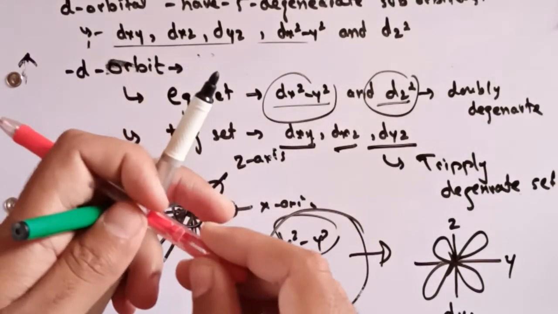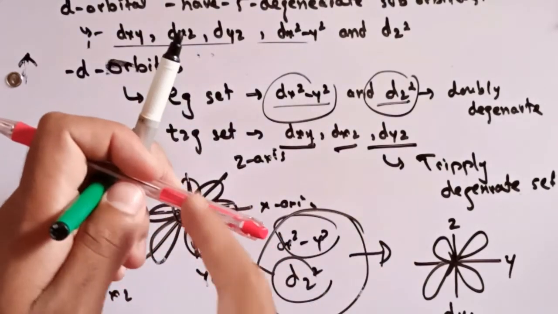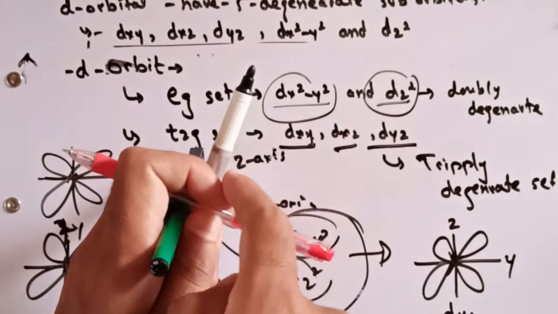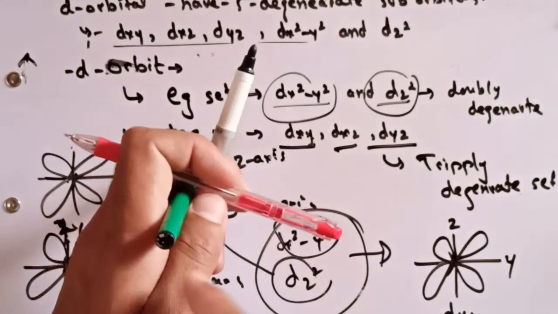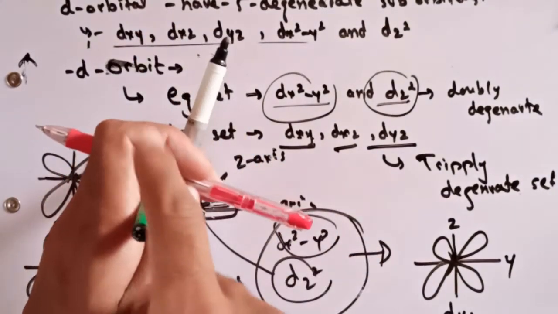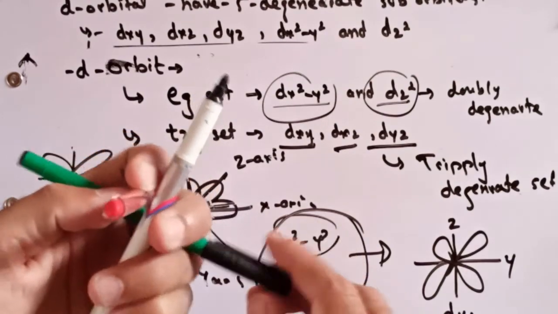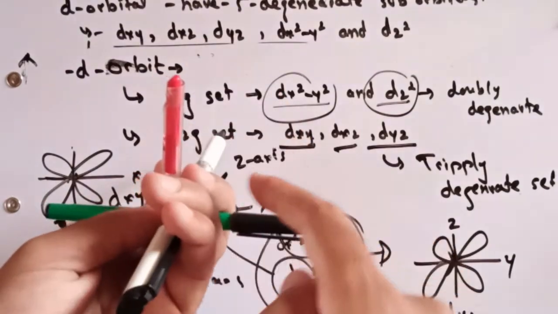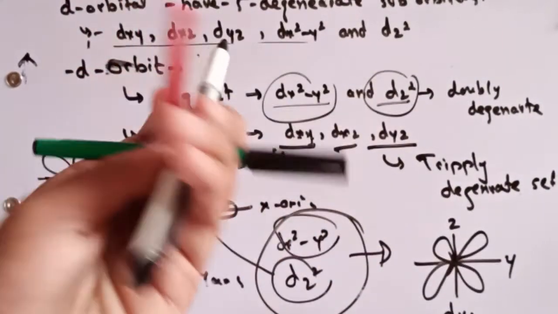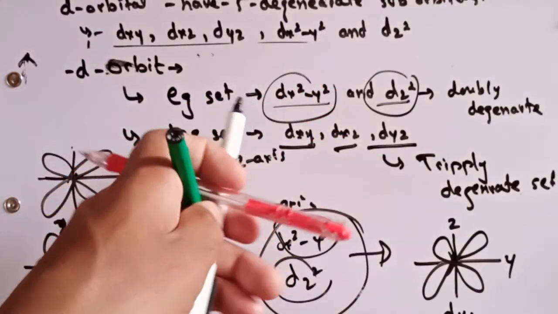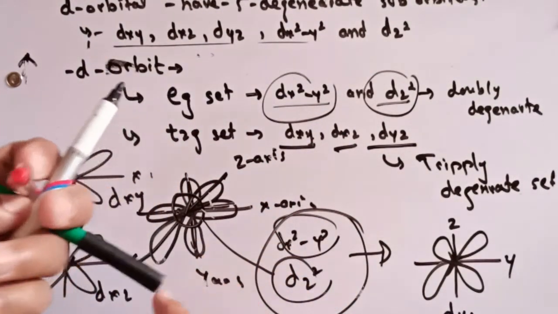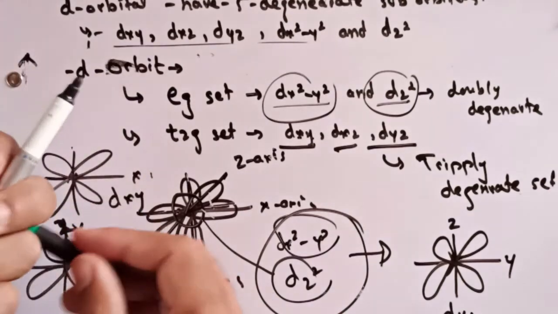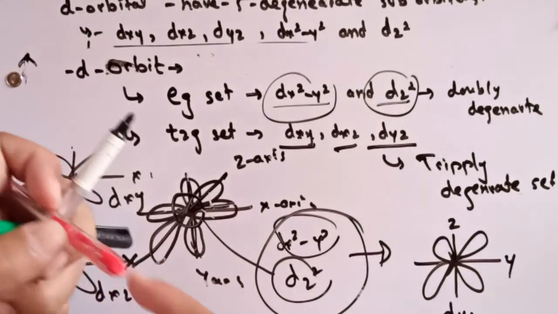When the orbital lies like that, that is z and that is y, one dumbbell will be like that and one dumbbell will be like that. So that orbital will be called dyz, and this orbital will be called dxz. That is the x plane, that is the y plane, that is the z plane. So one lobe will be here, one lobe here, one lobe here, one lobe here. This will be called dxz.